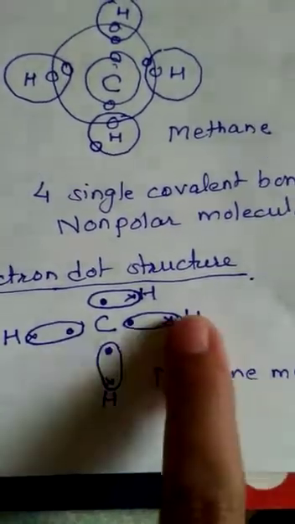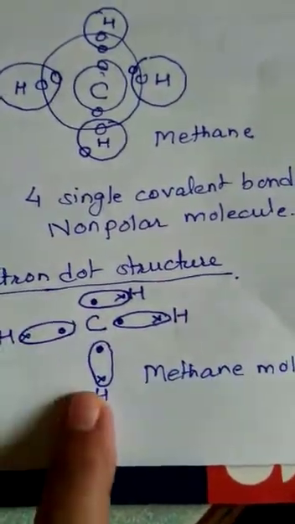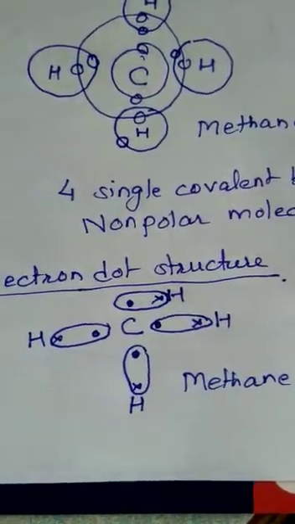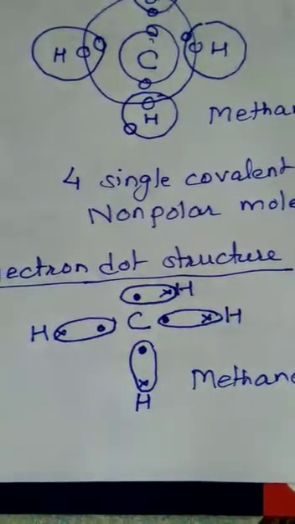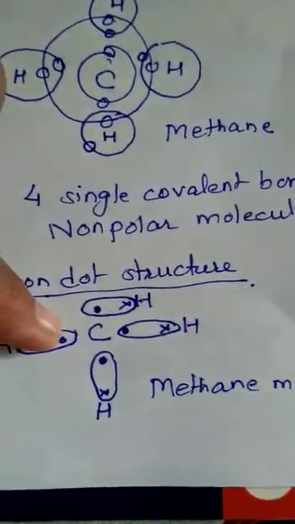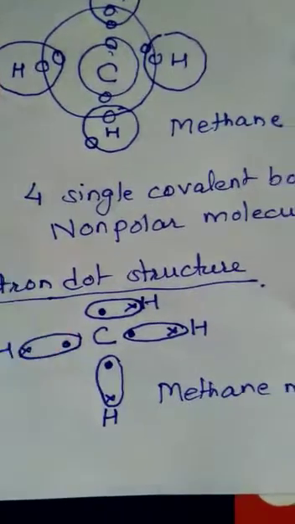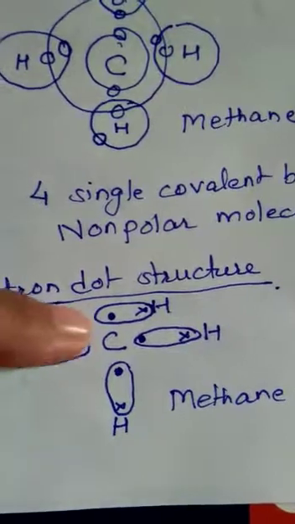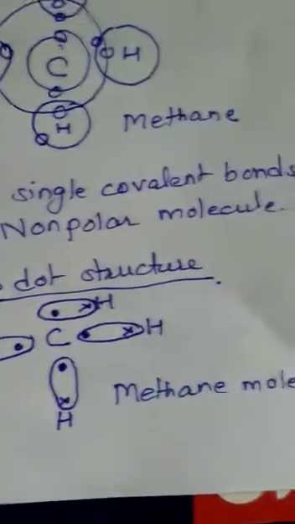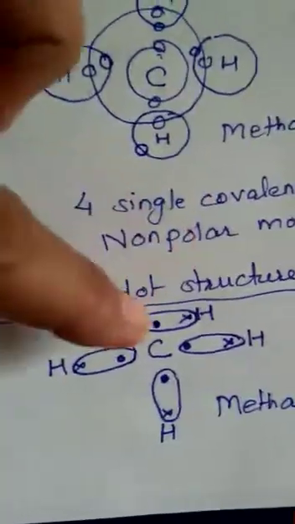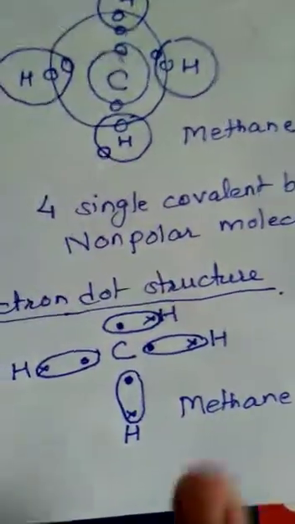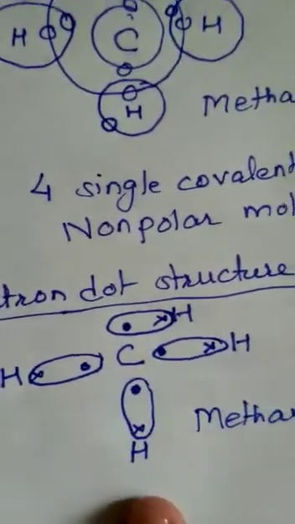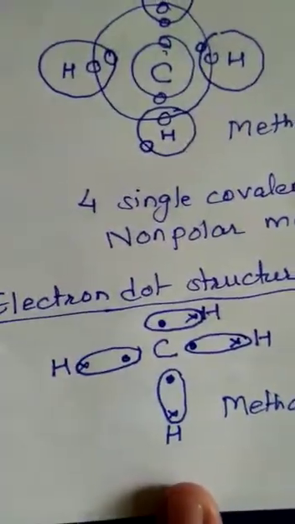Each hydrogen has 1 electron which is shown by 1 cross here, and 4 electrons are present in the outermost shell of the carbon atom. So 1 dot of carbon, that is 1 electron of carbon, is shared with 1 cross, that is 1 electron of hydrogen. As a result, a single covalent bond is formed. Here also one single covalent bond. With this hydrogen also one single covalent bond. With the third hydrogen also a single covalent bond, and with the fourth hydrogen also a single covalent bond is formed.